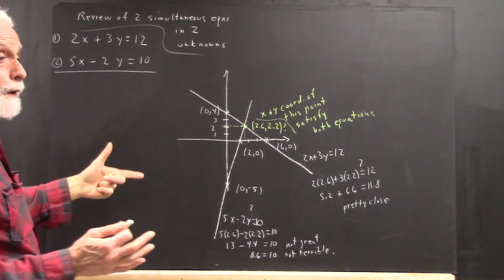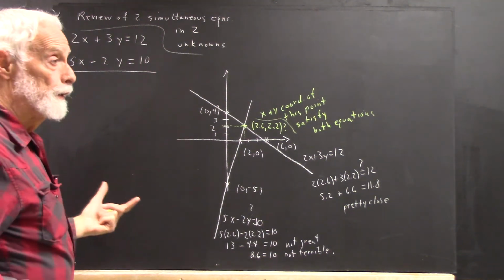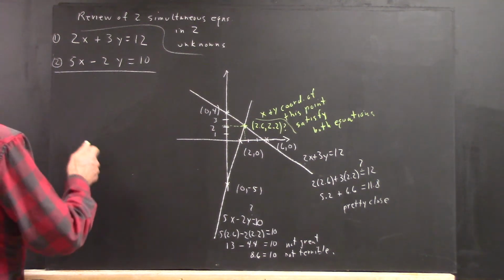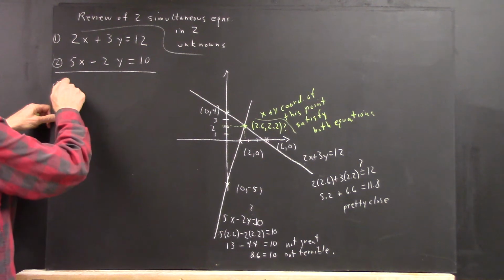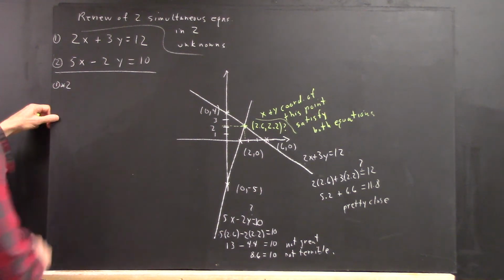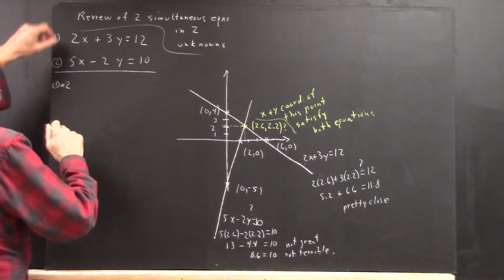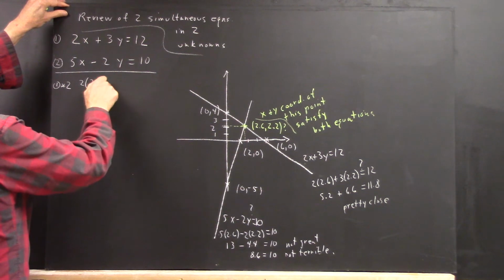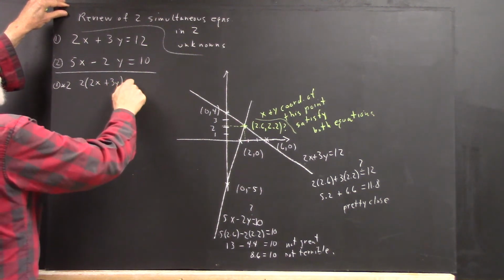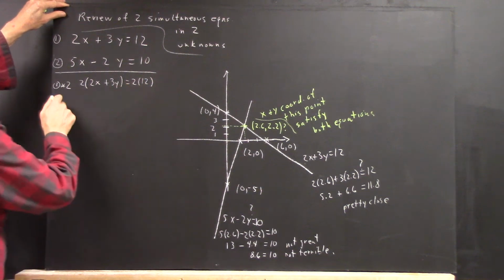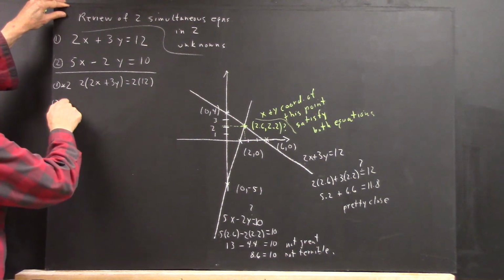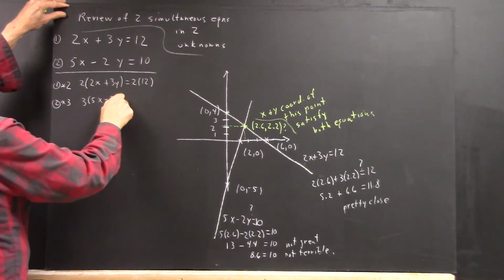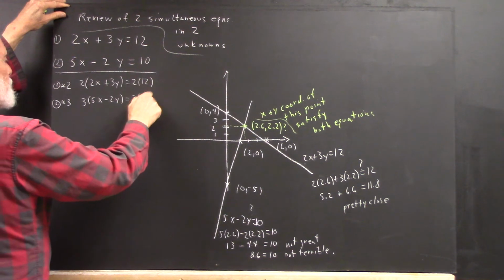And my equations are going to be completely consistent with the original equation, completely equivalent to the original equations. Okay, so take the first equation and multiply it by 2. Well, that means I multiply both sides by 2. So I'm going to say that's 2 times (2x plus 3y) equals 2 times 12. And then the second equation by 3 is going to give me 3 times (5x minus 2y) equals 3 times 10.